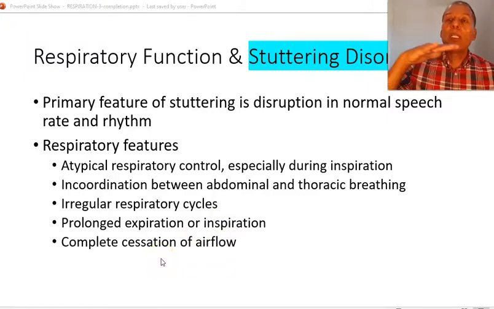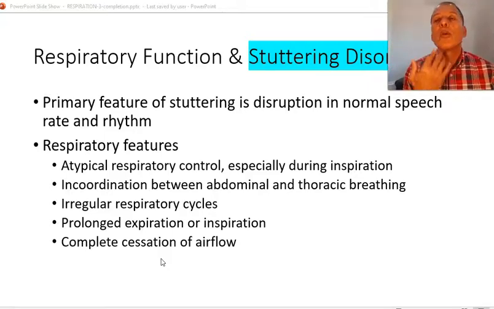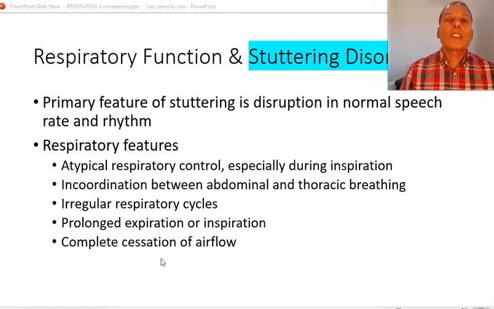Sometimes they completely block. We call them blocks, especially on the stop sounds. Any sound that is a stop, they have a difficulty releasing that stop. So it could be p, or t, t, or d, or g, g.